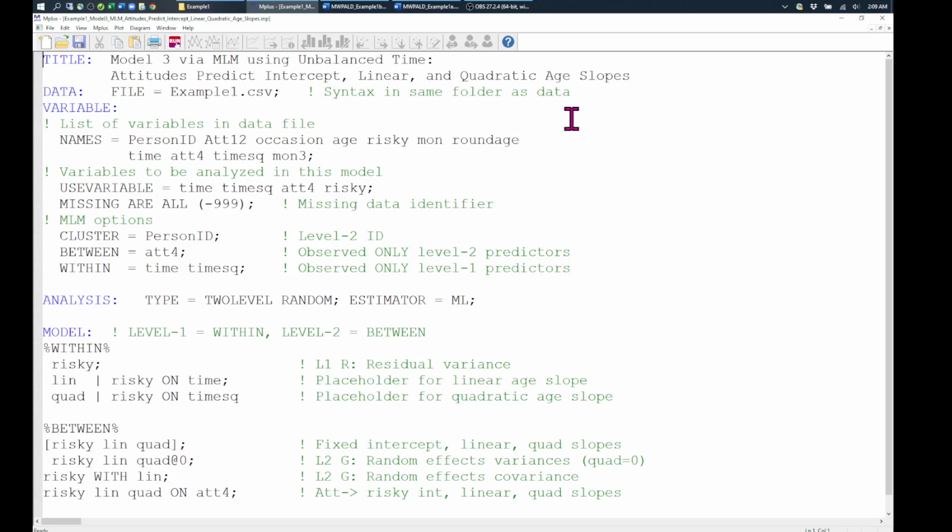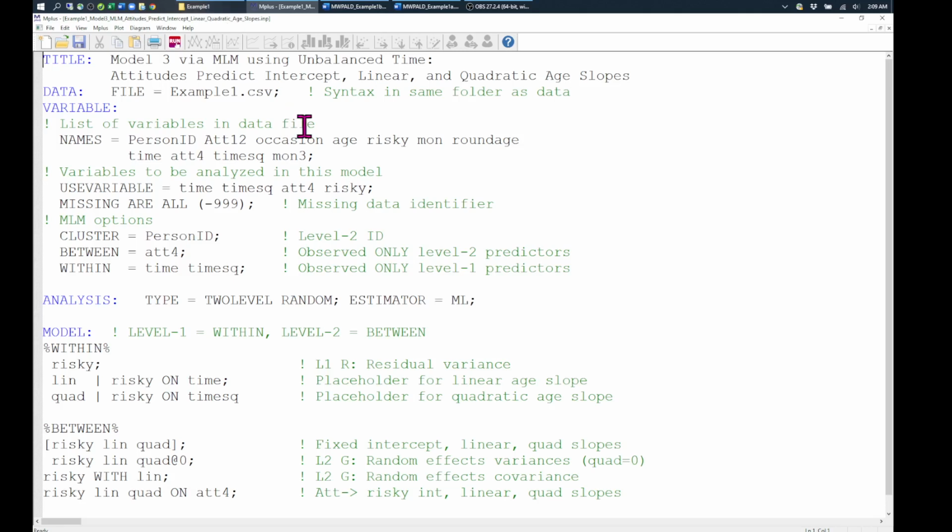Would you like to learn how to use Mplus? Would that be good? I know a few people know how already, but it's very easy to use. There's just a few idiosyncrasies that you have to get used to. So I have a file open which is example 1's model 3, the MLM version. That's what I'm looking at here.